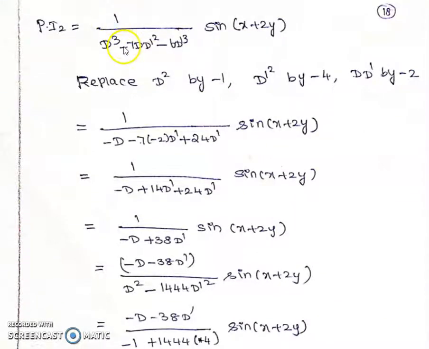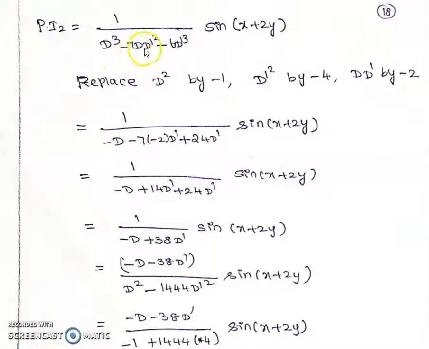So 1 by D cube minus 7 D D dash square minus 6 D dash cube into sine of x plus 2y. So as we already saw in the ordinary differential equation, if we have a sine or cos, replace D square by minus 1. Here in the partial differential equation, we have to replace D square by minus 1, D dash square by minus 4 and D dash by minus 2. So here D cube can be written as D square into D. So instead of D square, we replace minus 1. So the remaining will be minus D.